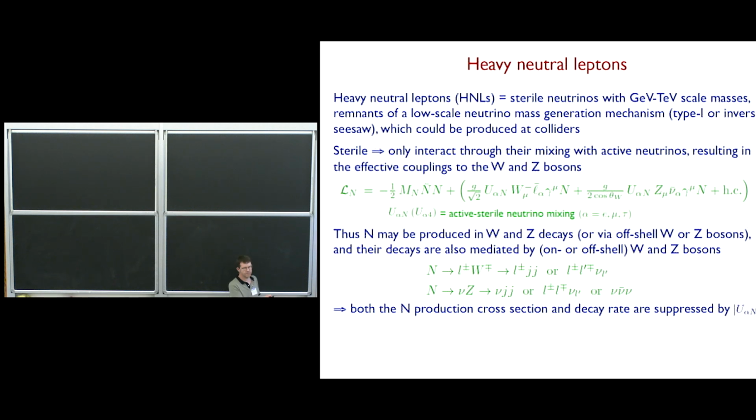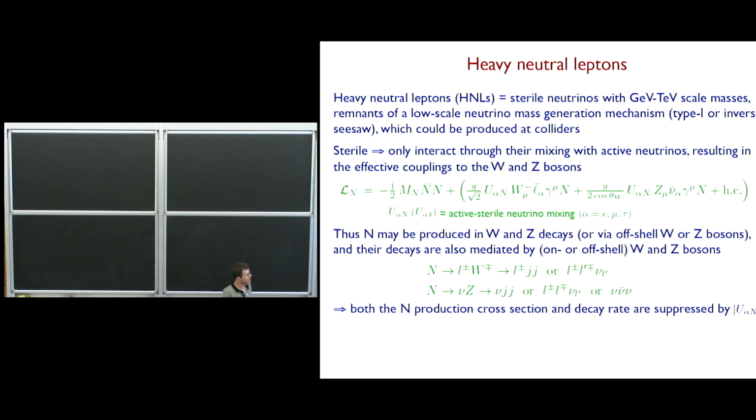And the same for the Z. The Z couples a nu alpha to an anti-nu alpha. Now, due to mixing, you can have an anti-nu alpha coupling to N with a weight which is U alpha N, again this active-sterile neutrino mixing. So what does this mean? This means that these heavy neutral leptons, we can produce them in W or Z decays, or via an off-shell W or Z boson if the sterile neutrino is heavier than the W and the Z.